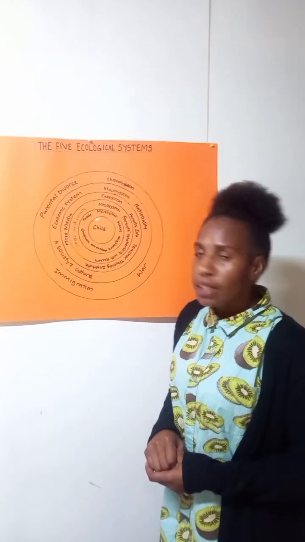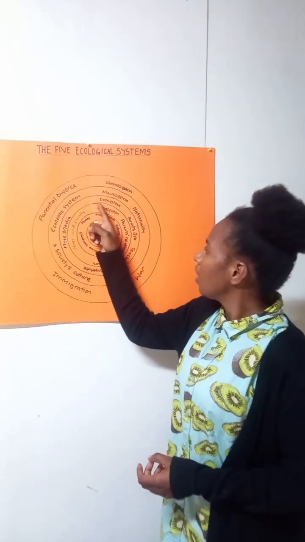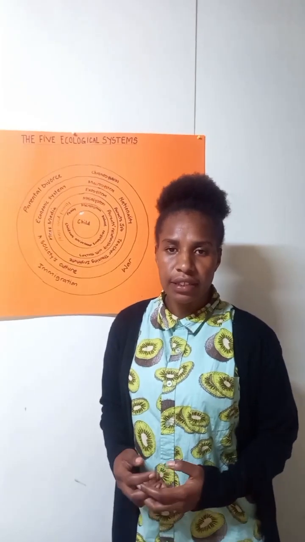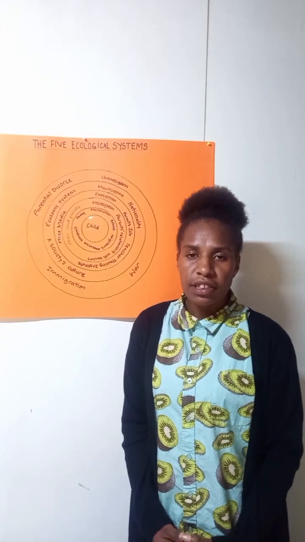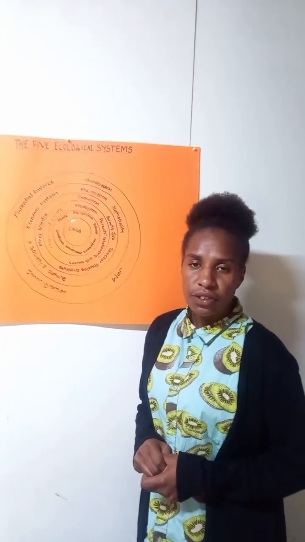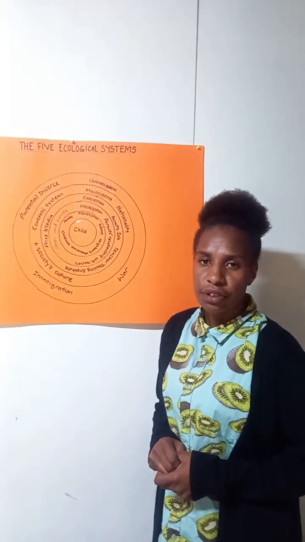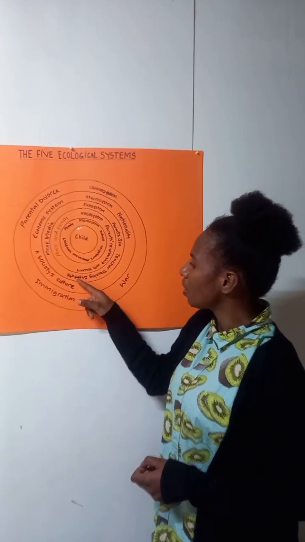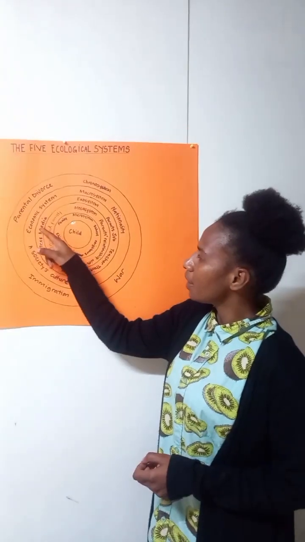Now moving on to the third system, which is exosystem. The exosystem is an indirect system. This includes systems that have influenced the child but do not have direct contact. Some structures of the exosystem include a friend's job, teachers' training institution, mass media, and others.